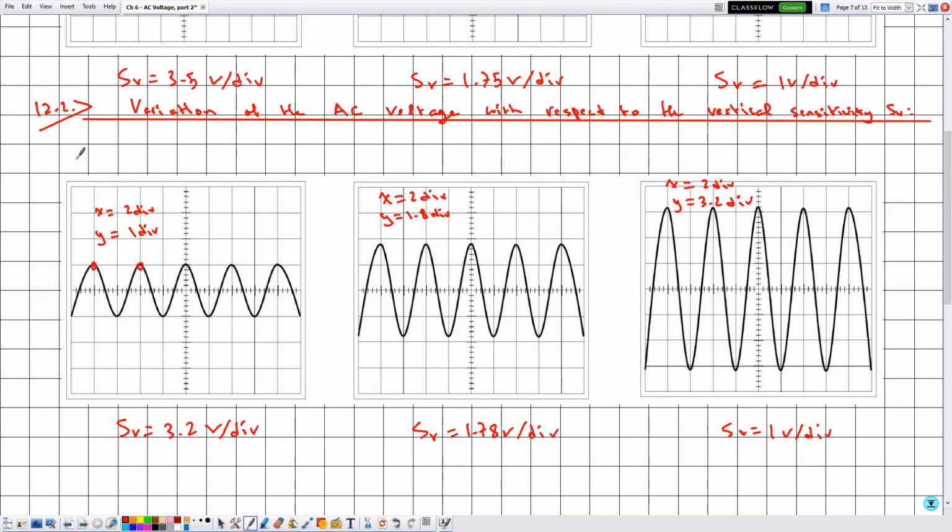Now let me say that as the vertical sensitivity decreases, the number of divisions y corresponding to SV increases.